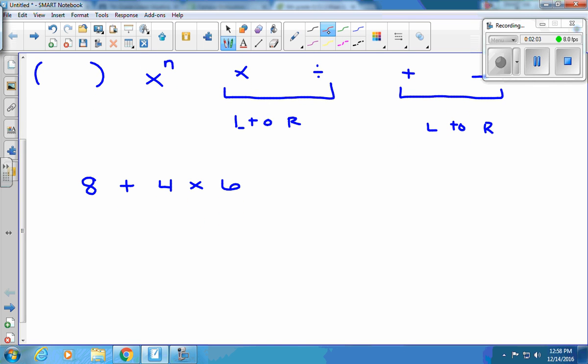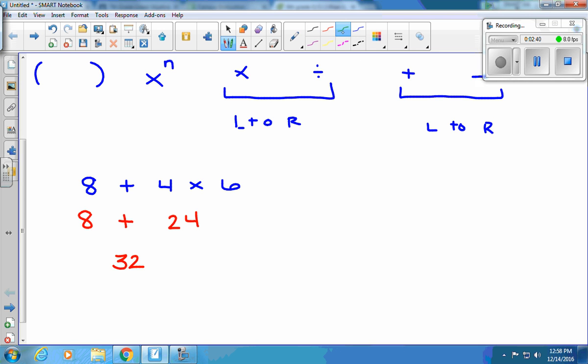What is the first thing I have to do in this problem, Ella? 4 times 6. The order of operations says you do multiplication and division first. So then I can bring down my 8, right? And what's 6 times 4? 24. Now what can I do at this point, Ellie? 32. And there's your answer. Does that make sense? Okay, so let's try one like this.